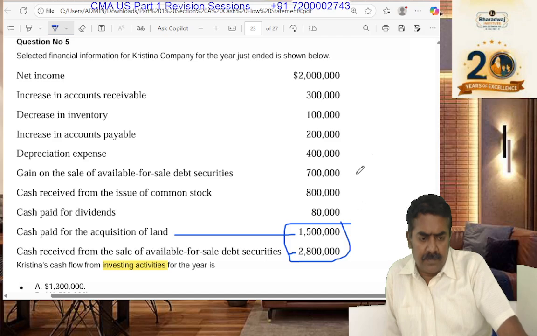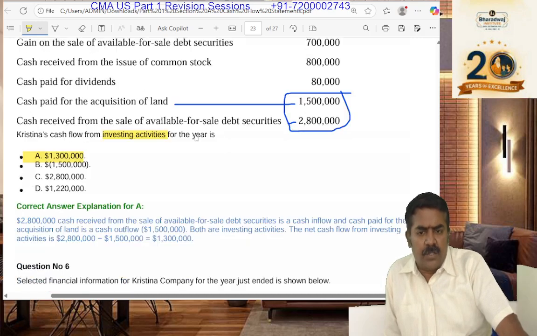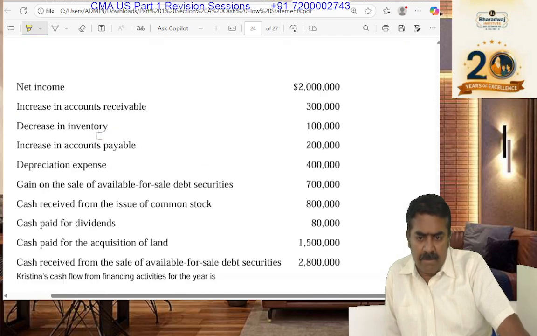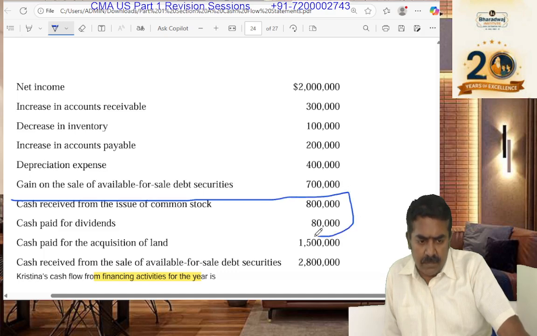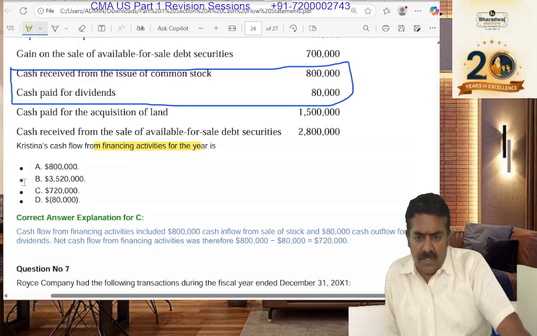Only these two. All others are related to financing and operating activity. Only the last two are related to which activity? Investment activity. They ask you to find out financing activity. What will come in financing activity? $7,20,000 is the answer.